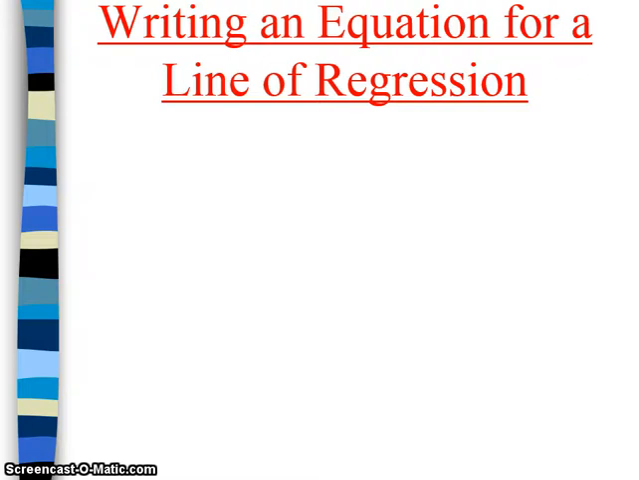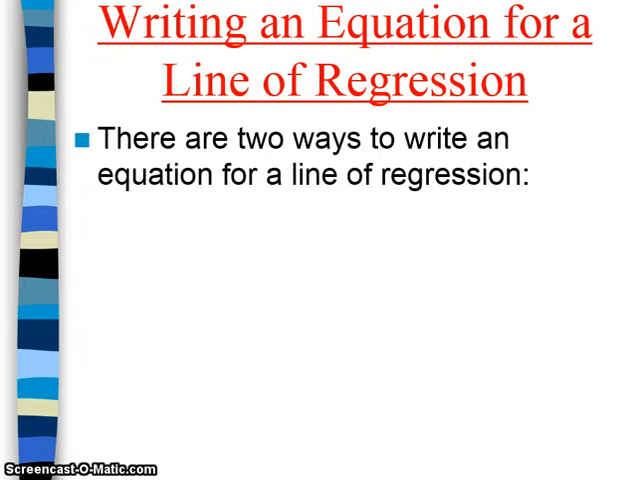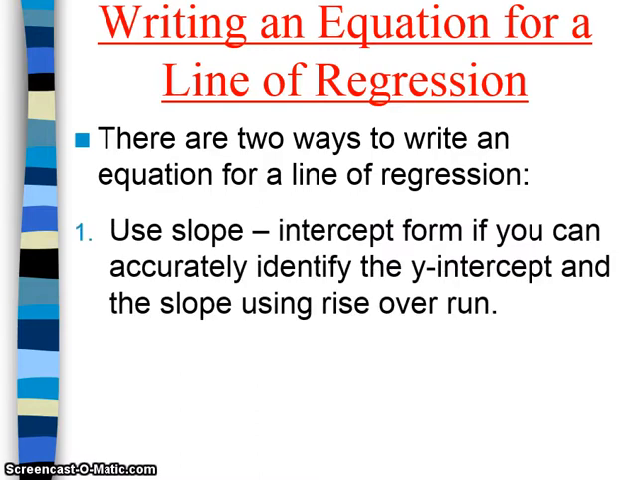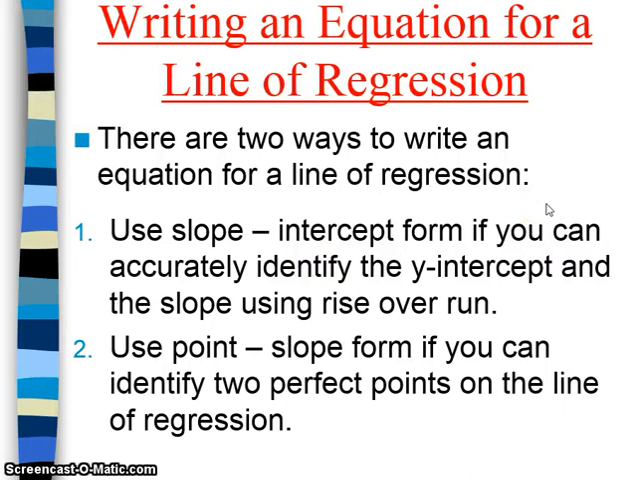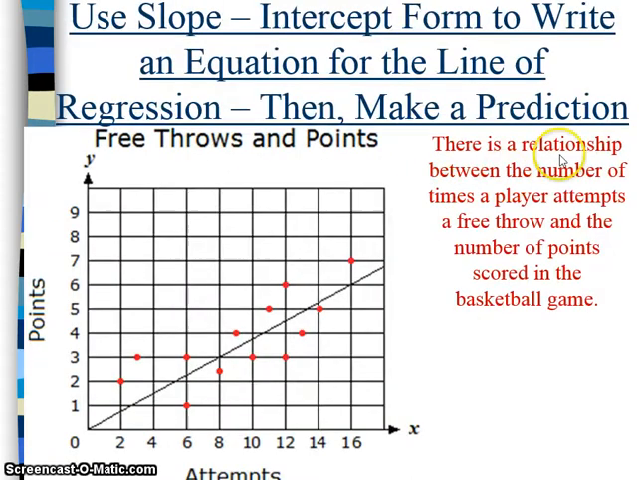Now let's move forward with how we can write an equation for a line of regression. There are two ways to write an equation for a line of regression. Our first option is the first way that we've ever learned to write an equation, and that is using slope-intercept form. This is useful if you can accurately identify the y-intercept and the slope using rise over run. If you cannot, you will need to use point-slope form if you can identify two perfect points on the line of regression. We're now going to look at an example of each.